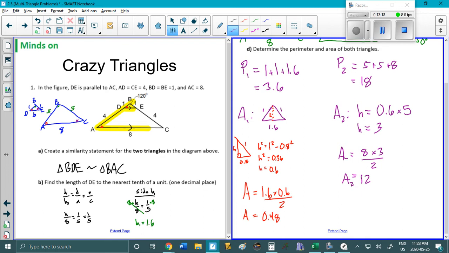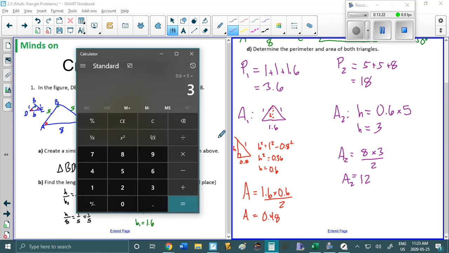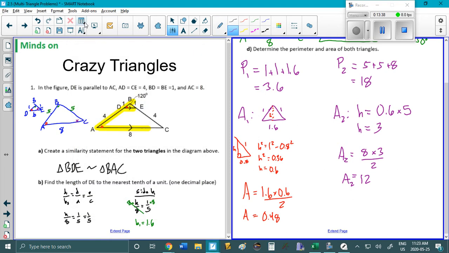And that's A2. Now, we know that when we divided the perimeters, we got 5. So if we divide the areas, we should get 5 squared, which is 25. And if you don't know what I'm talking about, look at yesterday's lesson. So if I divide the areas, if I get 25, I know that I'm correct. 25. Done. Excellent.